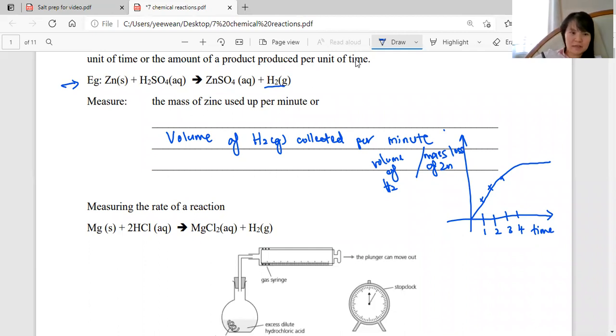The steeper a graph is, the faster the rate of reaction. If the graph is not so steep, it means that the rate of reaction has decreased. And if it's flat like this, then it means the reaction has stopped.